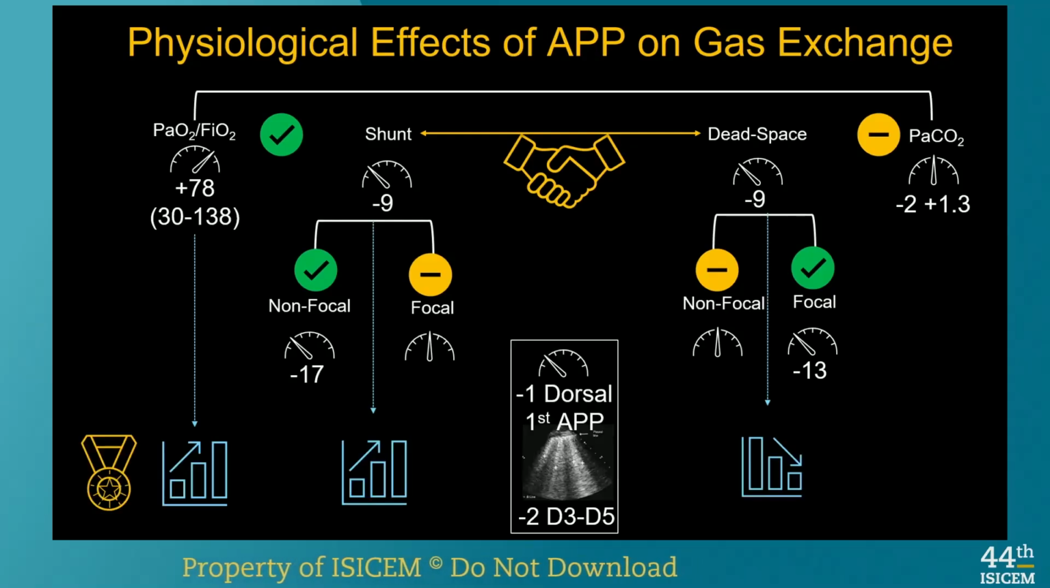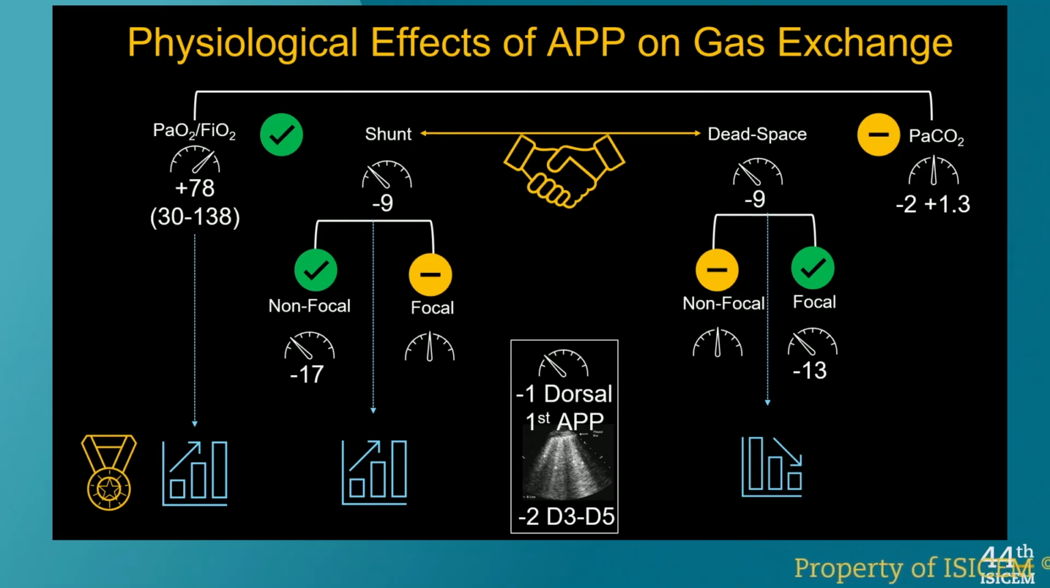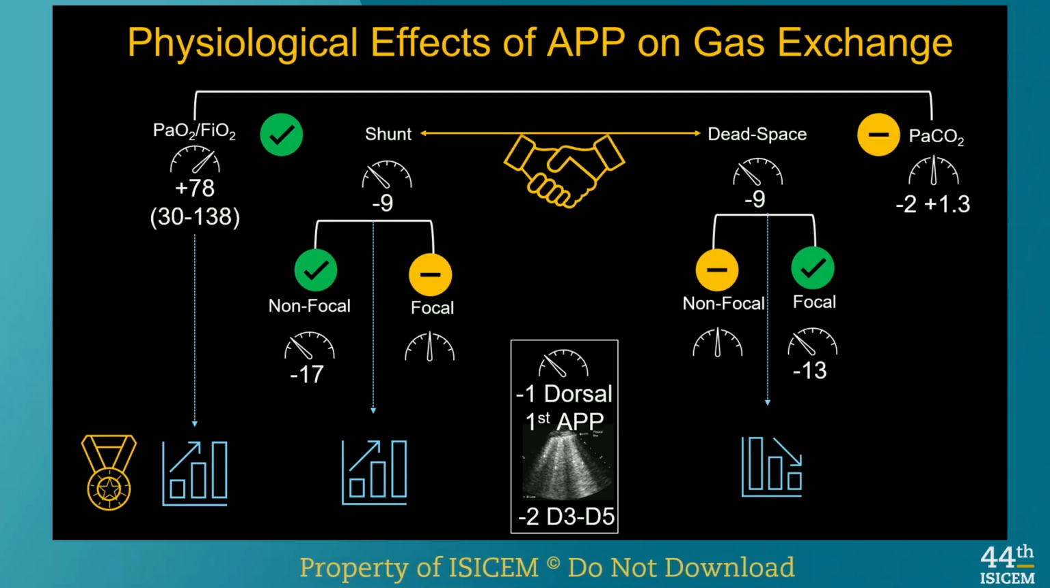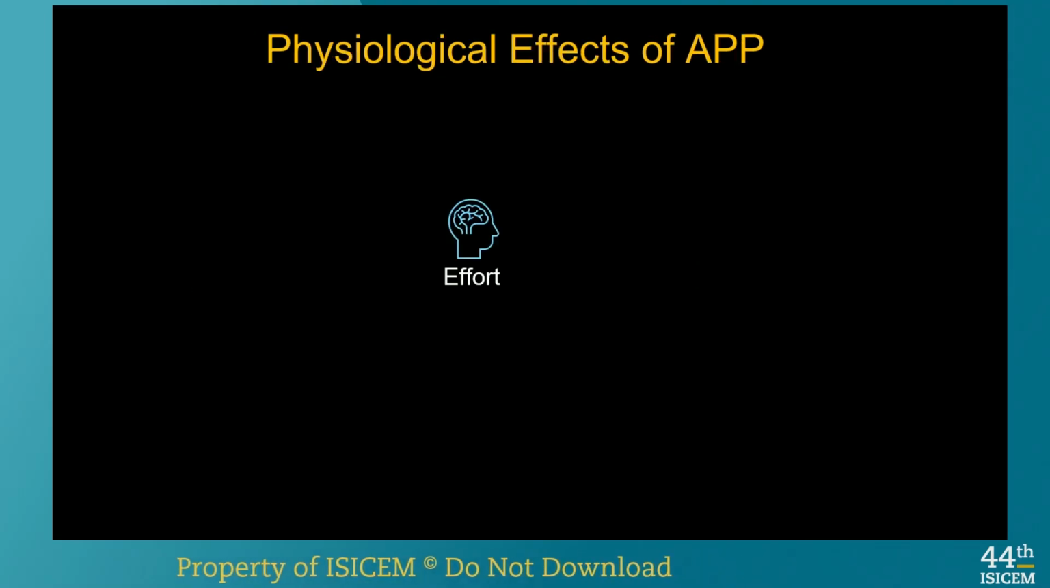So these are the changes that we've seen, and some of these can predict outcome. So if you look at success of outcome, you can see that a continuous improvement in PF ratio, a reduction in shunt and dead space, and some changes in the ultrasound, particularly in the dorsal region, after the first awake prone positioning or the following days, they seem to predict or be more associated with outcome.